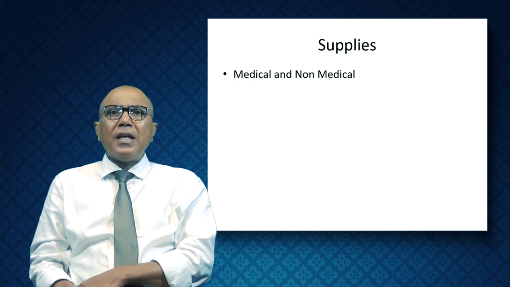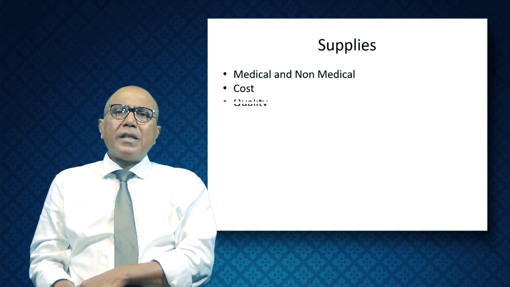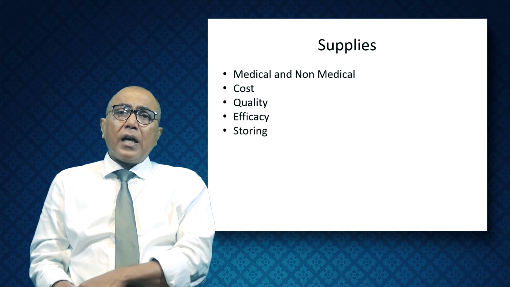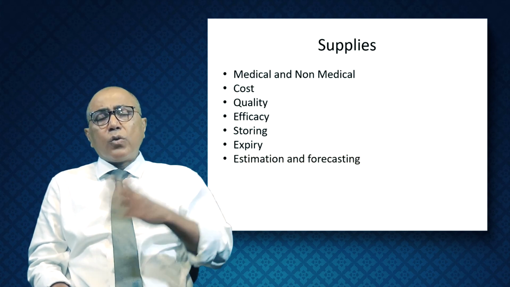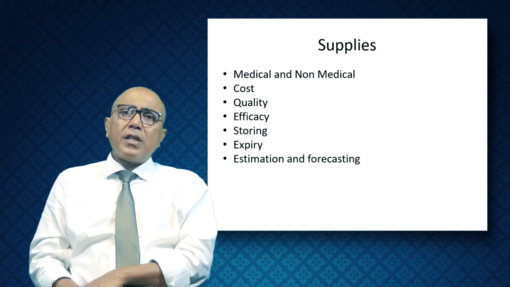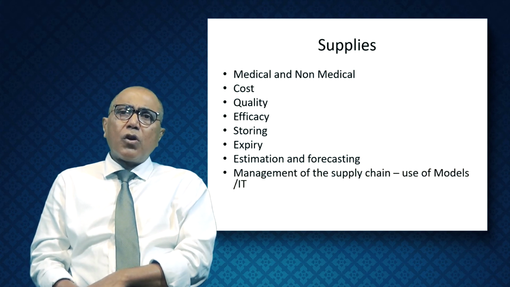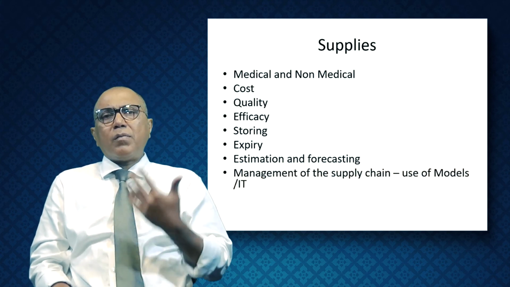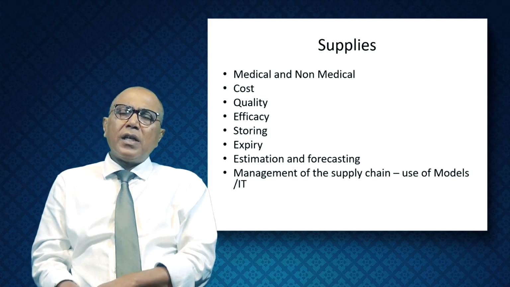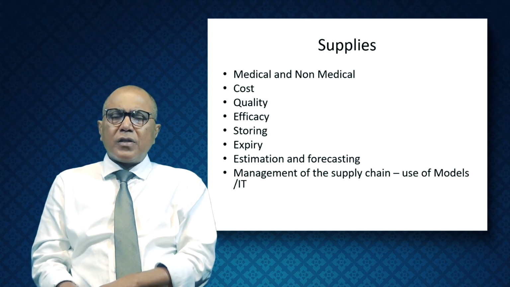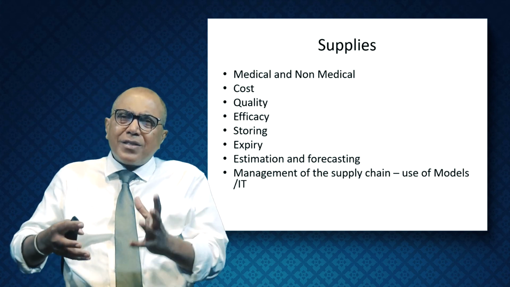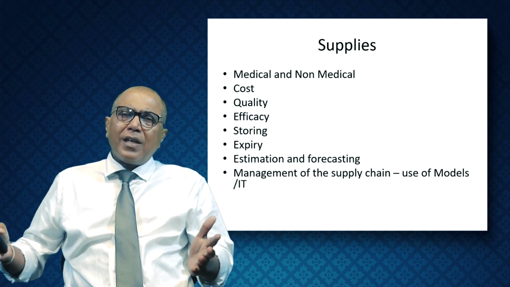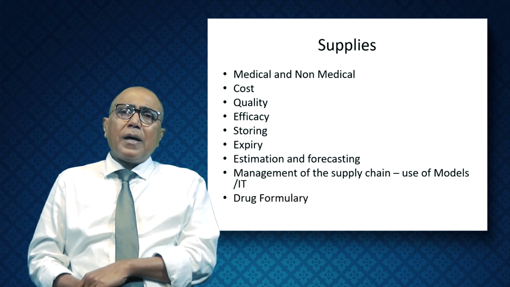Supplies are also no different, medical and non-medical. They're costly. Look at the quality and the efficacy, whether the drugs are working, and storing capacities. You will have to know. There's expiry of drugs. Storing needs different conditions. Estimation and forecasting is important, and management of supply chains, different models. And today we use mostly IT, these different systems, and they're called just-in-time. It's difficult in a hospital to have just-in-time, but still you need not store everything. It's very costly if you store them.